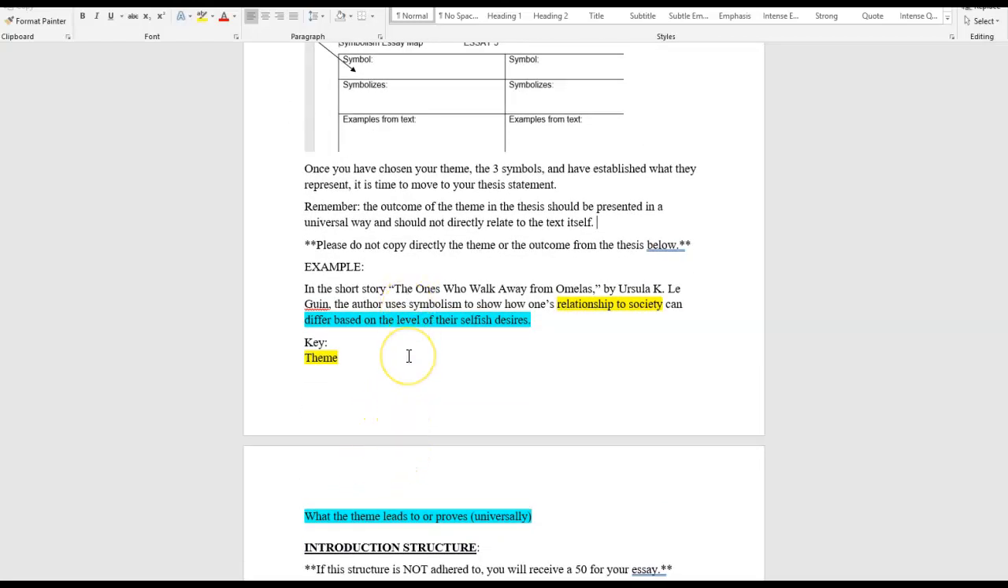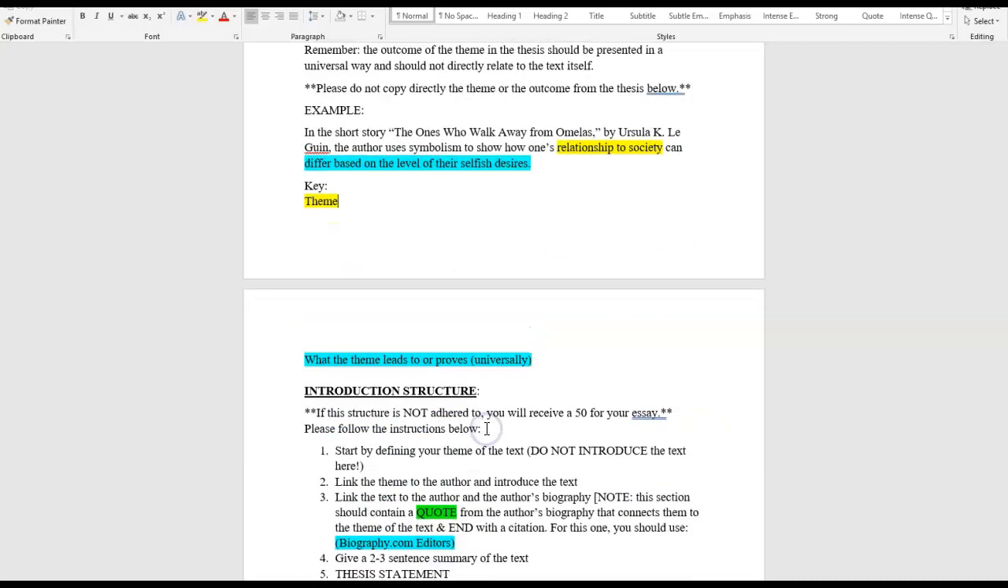Here's my example for this essay. In the short story, The Ones Who Walk Away from Omelas by Ursula K. Le Guin, the author uses symbolism to show how one's relationship to society can differ based on the level of their selfish desires. I have the theme here and then the universal outcome here.